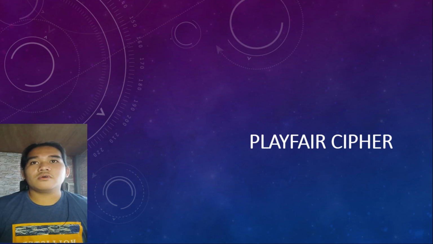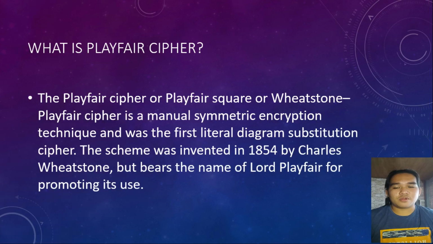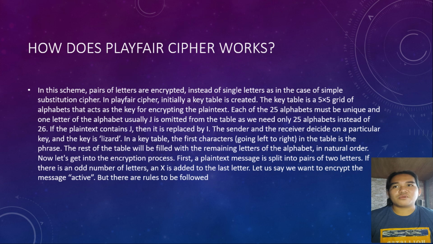Today let us talk about Playfair Cipher. So, what is Playfair Cipher? The Playfair Cipher, or Playfair Square, or Wheatstone Playfair Cipher, is a manual symmetric encryption technique and was the first literal digram substitution cipher. The scheme was invented in 1854 by Charles Wheatstone, but bears the name of Lord Playfair for promoting its use. So how does Playfair Cipher work?